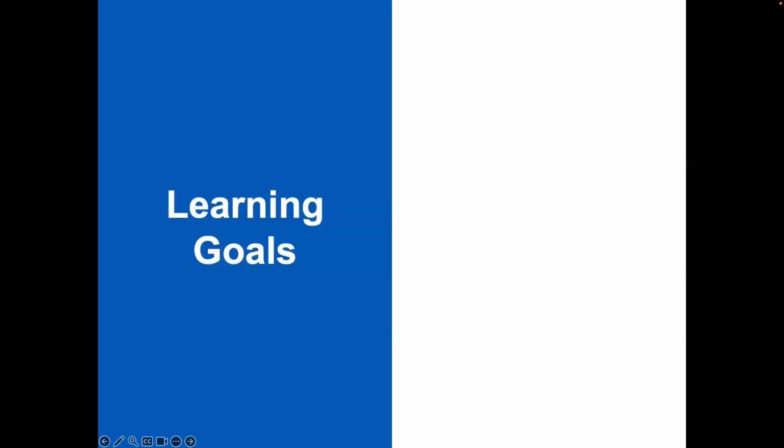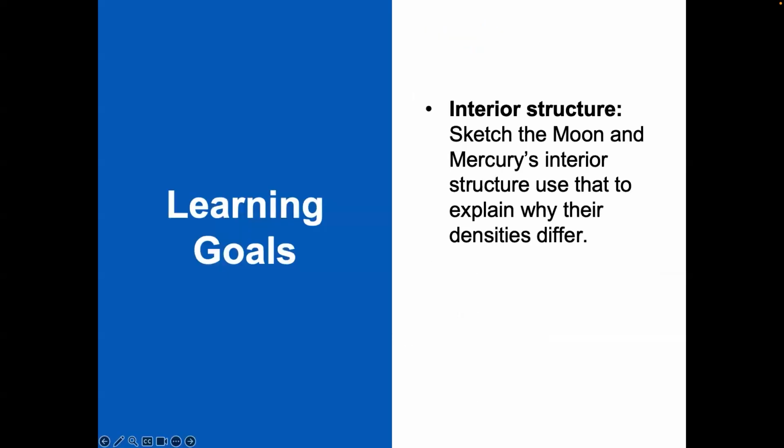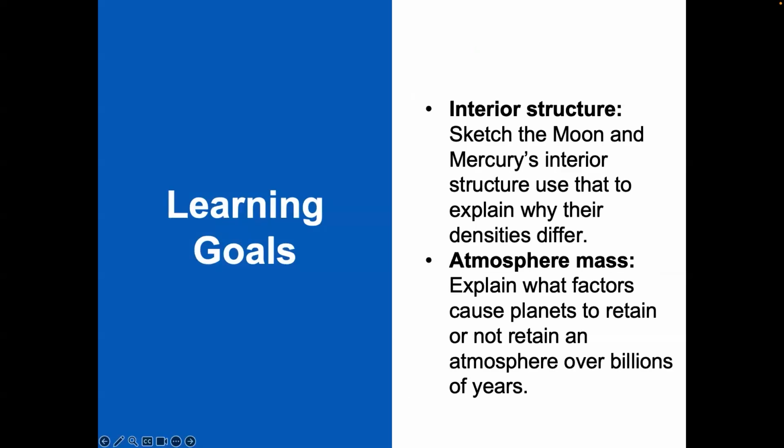So just to wrap up what we're discussing today and going forward, these are kind of goals, what you should be able to do for this class if you're thinking ahead to the final. If you think of the moon and Mercury's interior, you should be able to explain how they're different. And for atmosphere mass, explain what factors cause planets to retain or not retain an atmosphere.